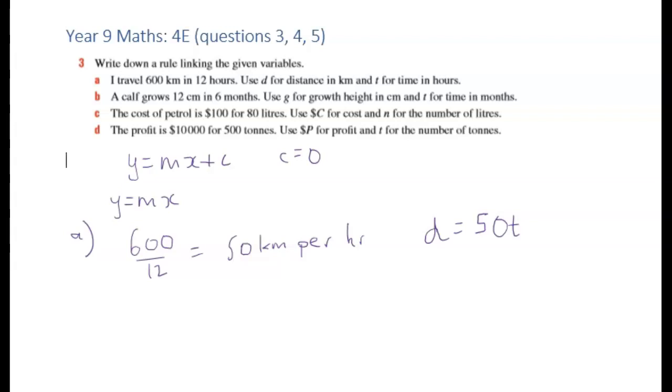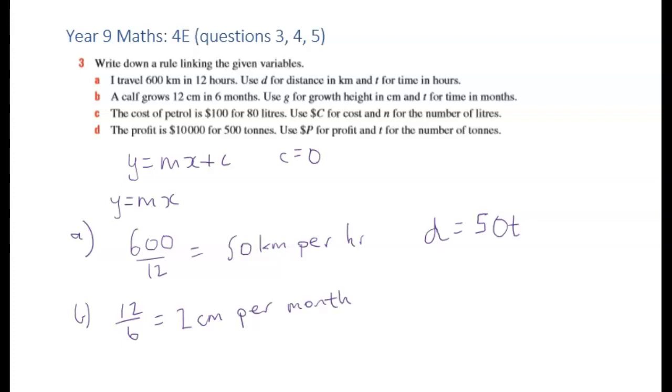If we were to travel for 2 hours, your distance traveled would be 50 times 2, which is 100. And you can always check your answer just by substituting this in. 50 times 12 is 600, so we know we're correct. Okay, let's have a look at question B. A calf grows 12 centimetres in 6 months. Use G for growth in height in centimetres and T for time in months. So 12 centimetres in 6 months means it's grown 2 centimetres per month.